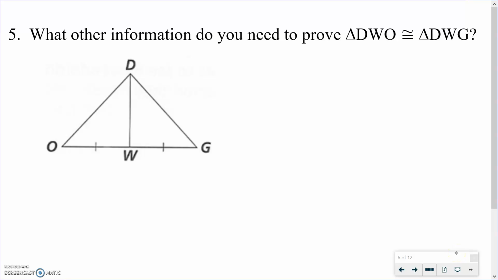Okay, again, we're going to look at this, and it says, what other information do we need to prove these two triangles are congruent, DWO and DWG? Well, there's two sides marked, OW and WG, that are congruent. And then we also have DW that's a part of both of those. So we could ask for this side here, DO and DG, to be congruent. So we could say we need DO to be congruent to DG. And then that would be side, side, side congruence.